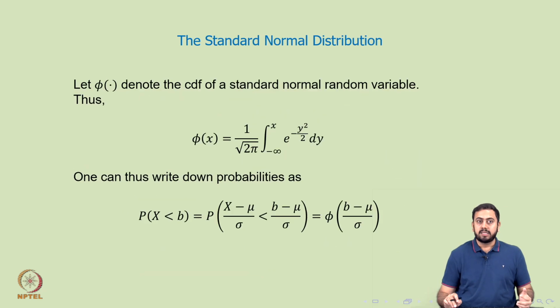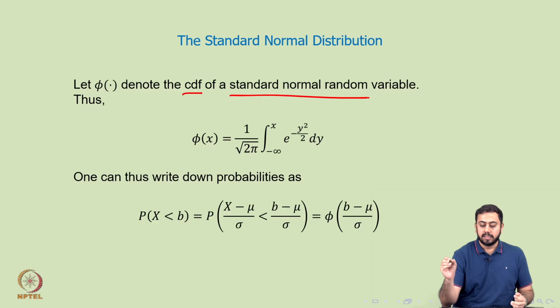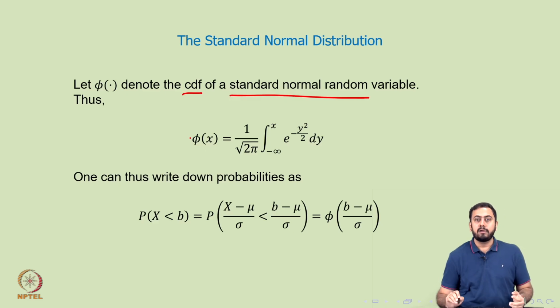Okay, so now a step ahead is how you denote the CDF of a standard normal random variable. In statistical literature we have a particular notation for it. The CDF of a standard normal variable is denoted by phi. So phi of x is nothing but 1 by under root 2 pi, integral from minus infinity to x, and then you have the PDF here, isn't it?